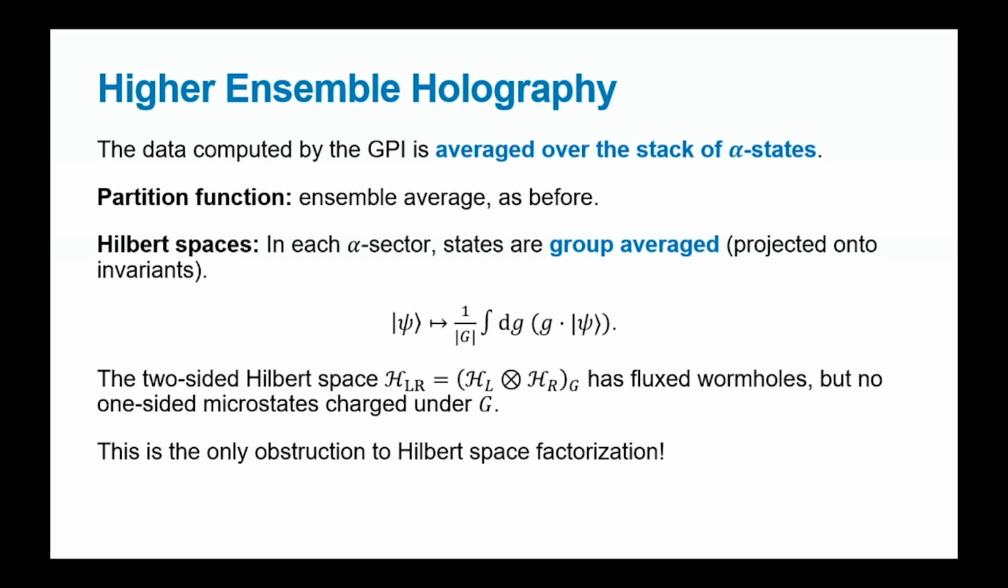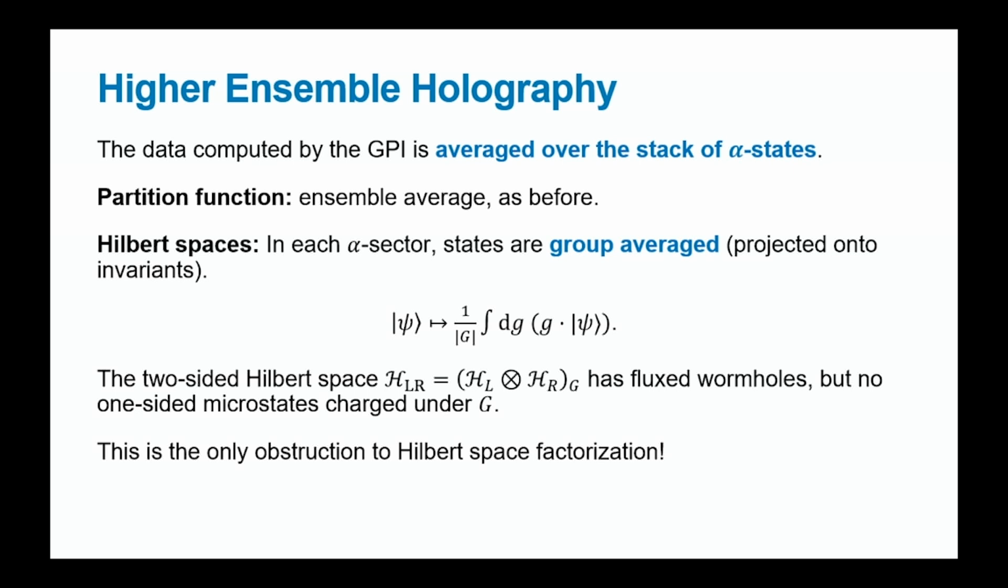Now, in each alpha sector, we can look at a Hilbert space with some given boundary, and I claim that the states prepared by the gravitational path integral are not all of the states of a UV-complete realization of that theory, but only the ones that are group averaged. So we have some symmetry group acting on the holographic dual. We can project our states to the group average. And for example, we could have a two-sided Hilbert space which does not factorize because we projected onto invariance under a group.